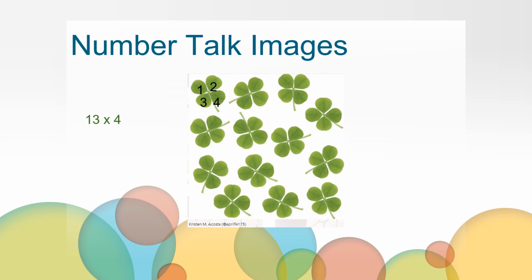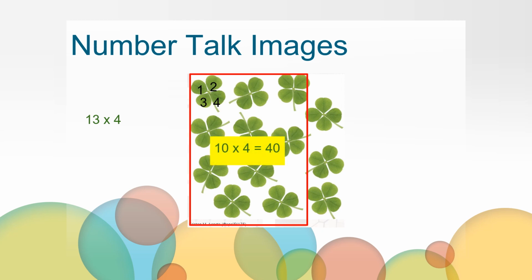So I know 10 clovers would have 40 leaves, since 10 times 4 equals 40. And then there are 3 more clovers to count. And I know 3 times 4 is 12. So then I'll add the number of leaves on 10 clovers, 40, and the number of leaves on 3 clovers, 12, and that'll make 52. So this image has 52 leaves. Great job thinking through this image.